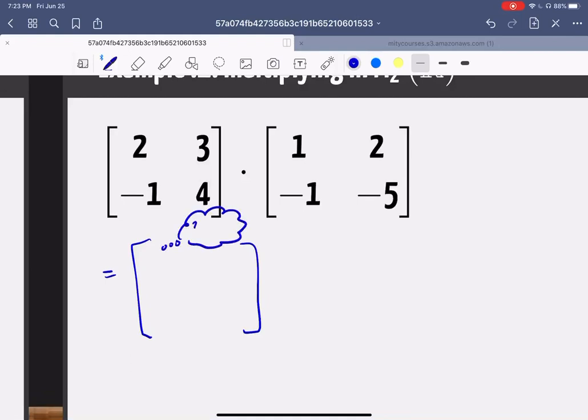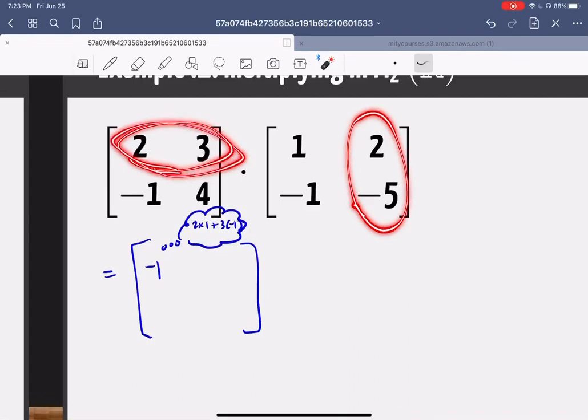I'm doing 2 times 1 plus 3 times negative 1. And of course, that's going to give me negative 1. That's my first entry. For the next one, I'll take the same row times the other column. It's always row times column like that, and you're doing dot product. You might have done dot product before, like in a trig class or something like that.